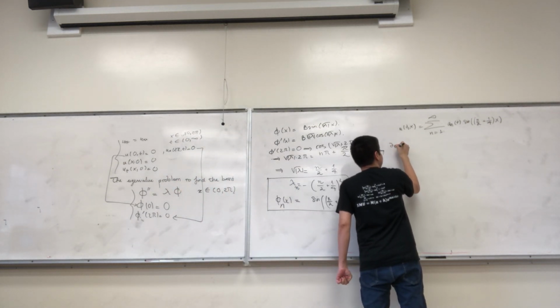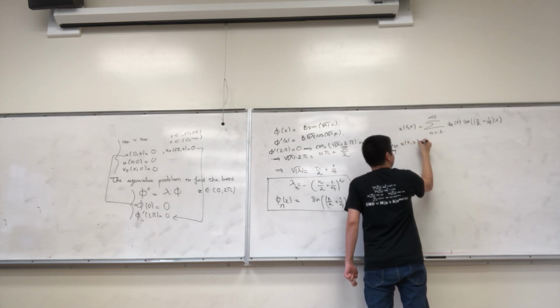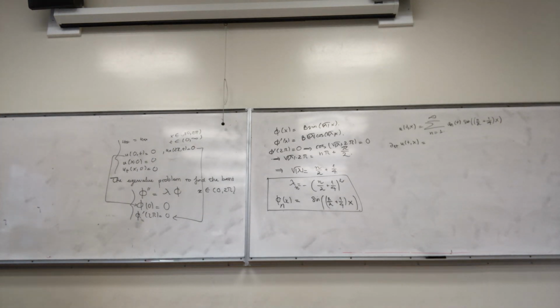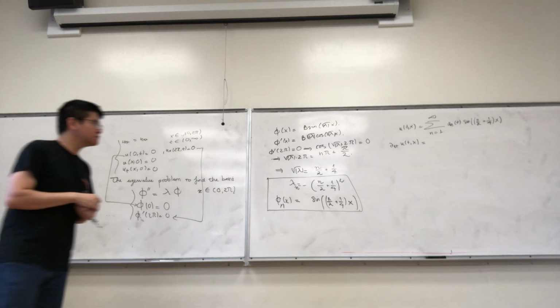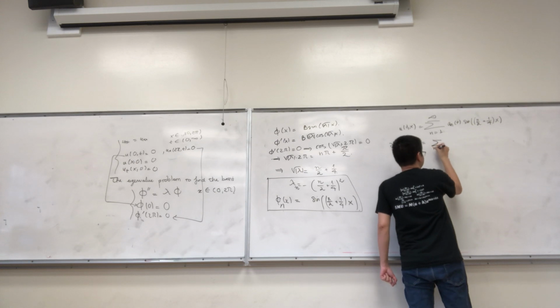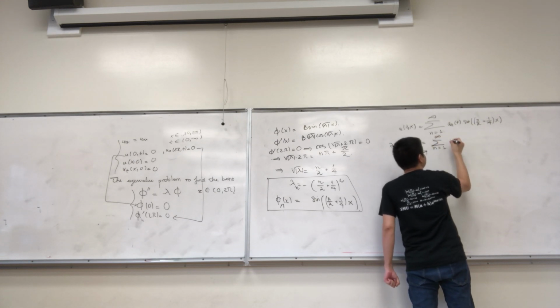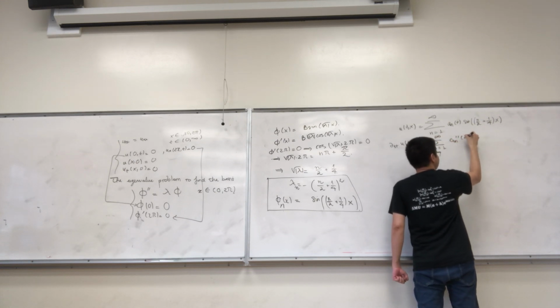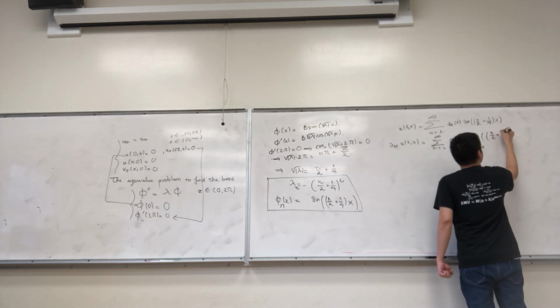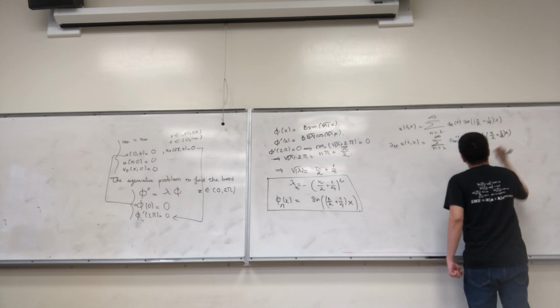So what happens when I take the second derivative of this? We'll have a n double prime with the sine function instead. So this is going to be the sum, n going from 1 to infinity, of a n of t double prime times sine of (n over 2 plus 1 over 4) x.